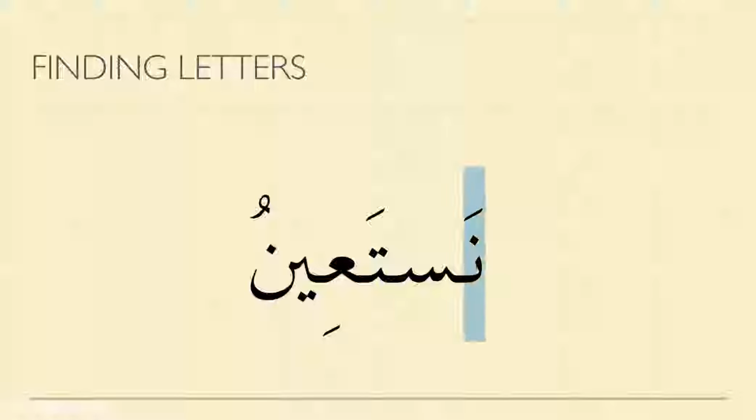Nasta'inu. We have our noon here again, with fatha, followed by sin, nas, and then ta with a fatha, ta, and then ayn here with a kasra, ay, extended by the ya, and then with the dhamma on the noon, nu. Nasta'inu.